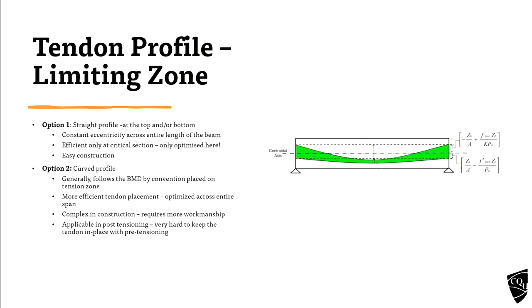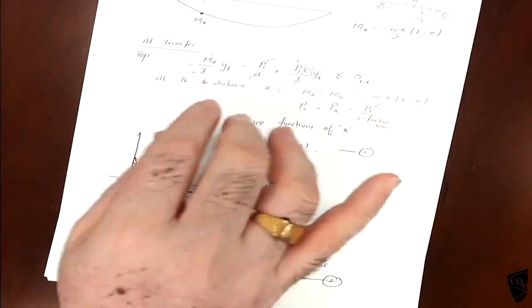Okay. In some cases you can have straight tendons, especially when you analyze the slabs, you should be able to see the straight tendons will work. Okay, straight tendons will work. Okay, so the question is, should I do it like this?